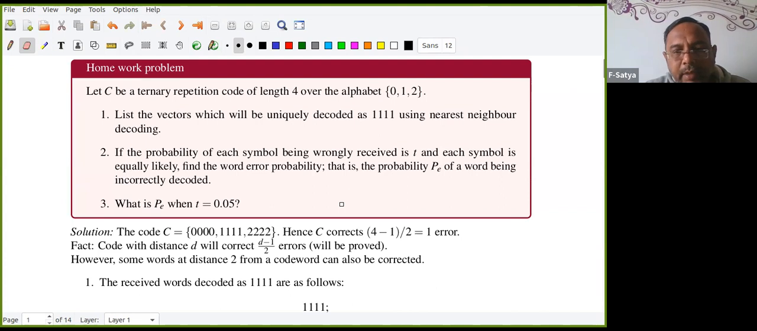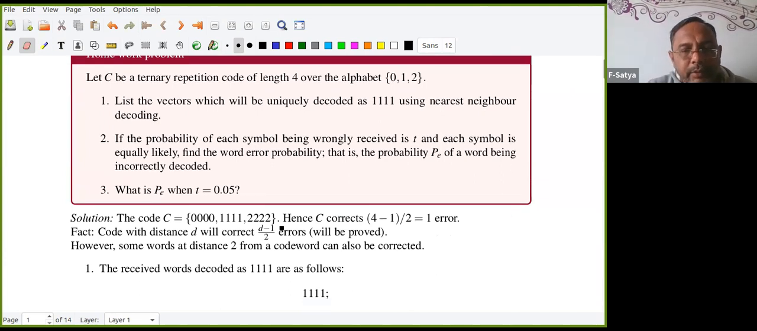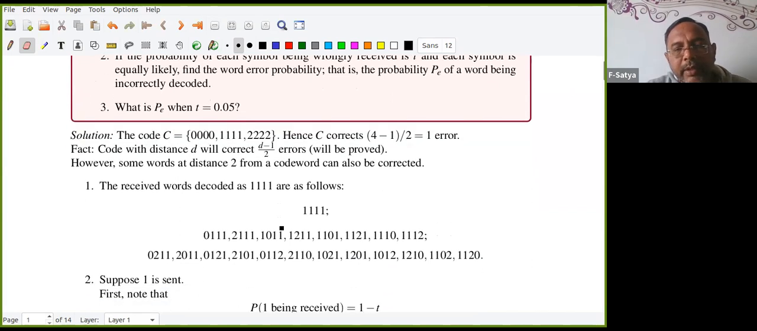So it can correct for one error. However, some words at distance 2 can also be corrected. That's what I told you. So, for example, which received words can be decoded as 1111? They are as follows. Are you able to see that if 1111 is sent and 1111 is received, we can easily correct; this is decoded as 1111 only.